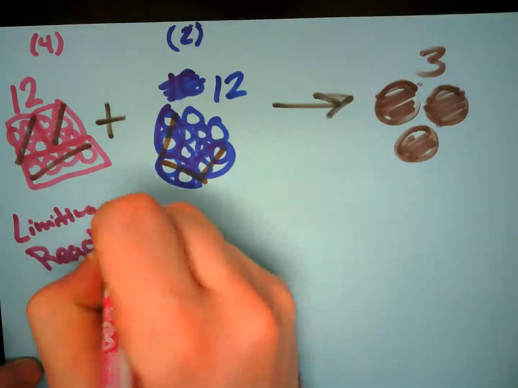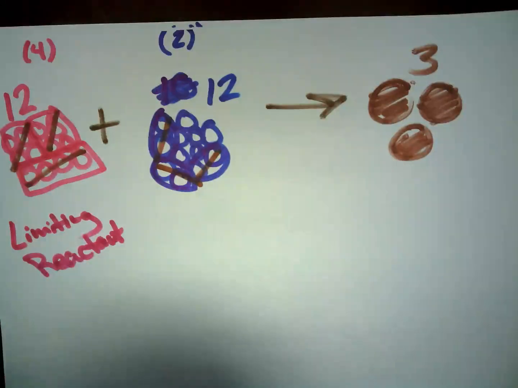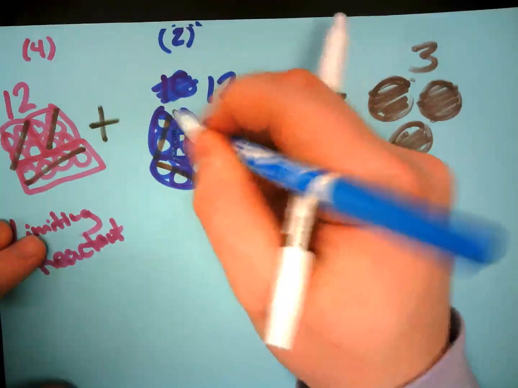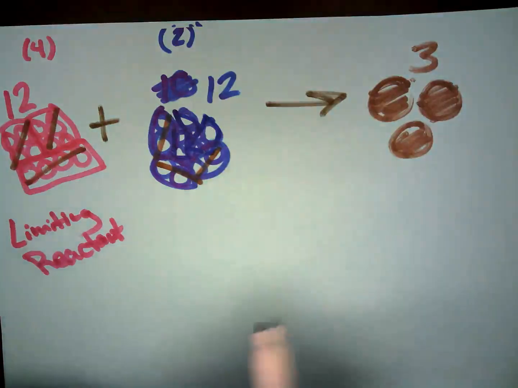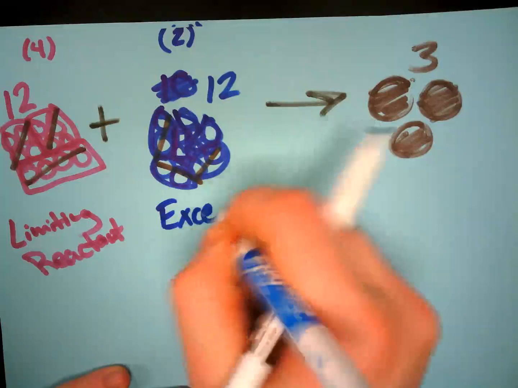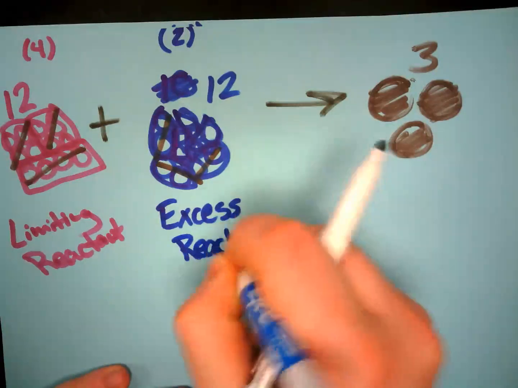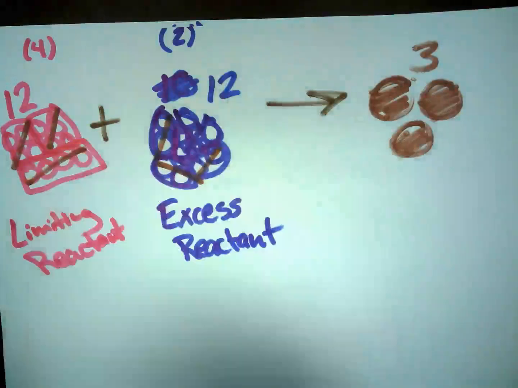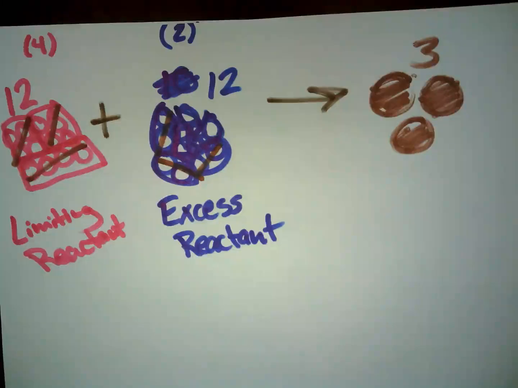Because, look, blue can still keep going. Blue still has the opportunity to make, let's see, 1, 2, 3 more things. So we'd say here that blue is our excess reactant. Okay? And that ultimately, because of the limitations of our pink guys here, we could only produce 3 brown guys. Okay? So that's what we're doing, more or less.